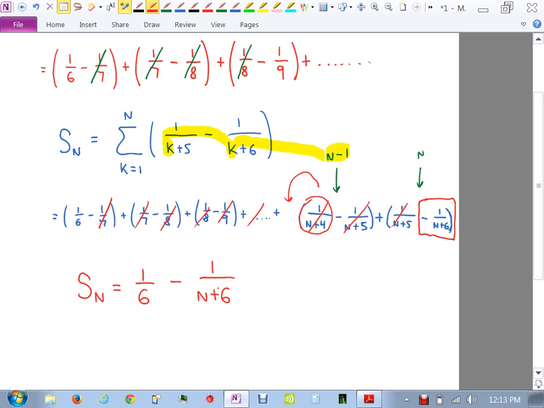Where's the minus in front? Yeah, because that's in parentheses. So, all right, this is the nth partial sum, right? I don't want the nth partial sum. I want the infinite sum, don't I?